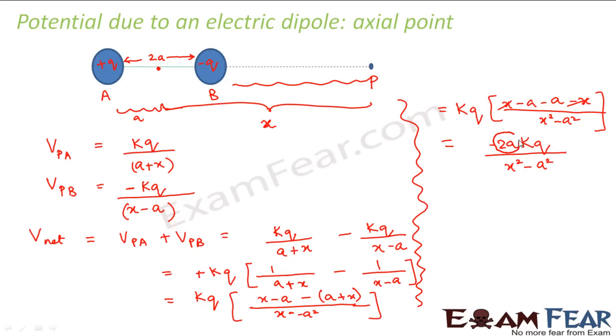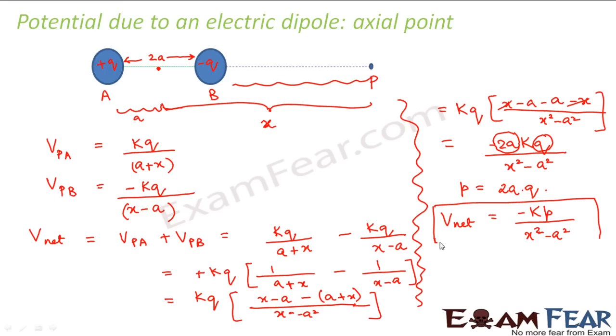Now what is this 2a into Q? Charge multiplied by the distance between them is defined as the dipole moment. So 2a into Q is the dipole moment. Therefore net potential becomes equal to minus kp divided by x square minus a square. So this is the net potential at an axial point due to an electric dipole.